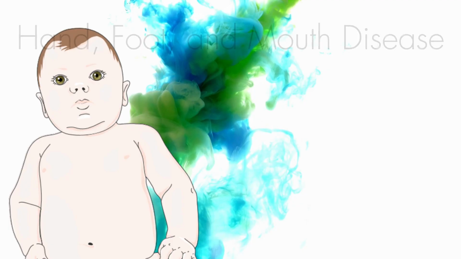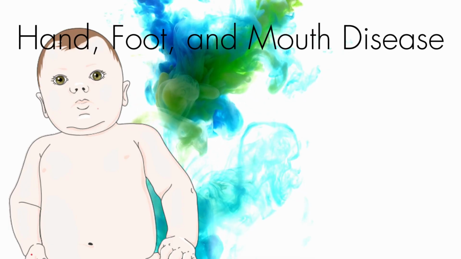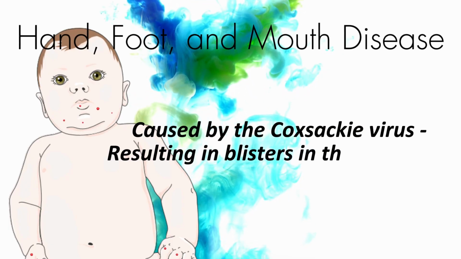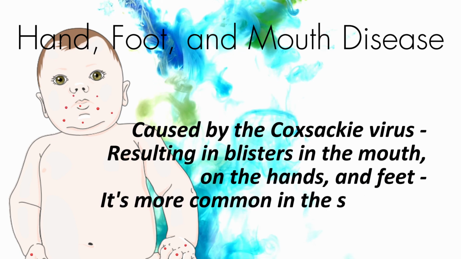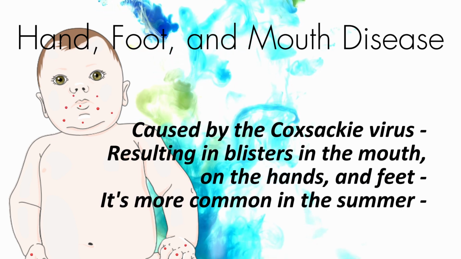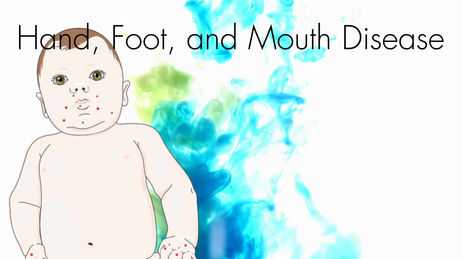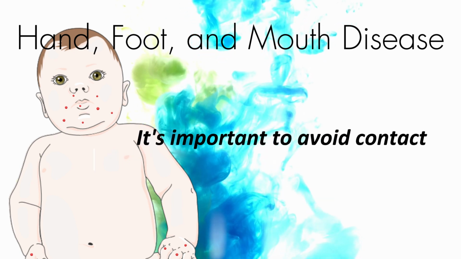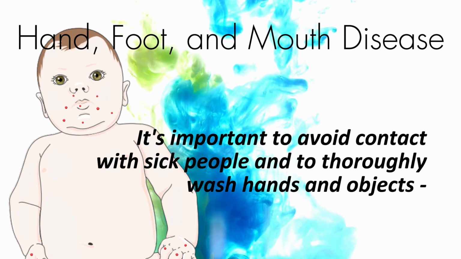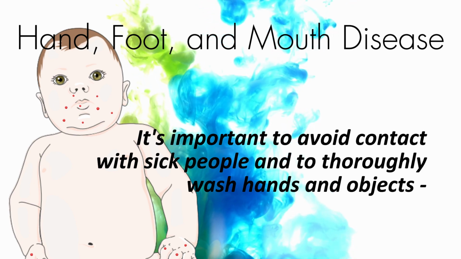More active in the summer, the eighth is hand, foot, and mouth disease, which is a contagious disease caused by the Coxsackie virus, resulting in blisters in the mouth, on the hands and feet. To prevent the disease, it's important to avoid contact with sick people and to thoroughly wash hands and objects that children use.